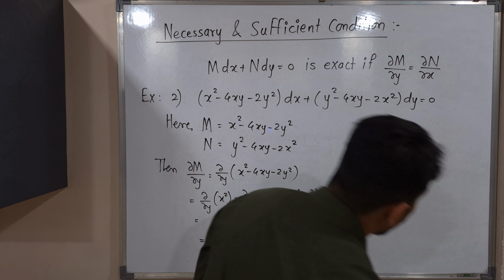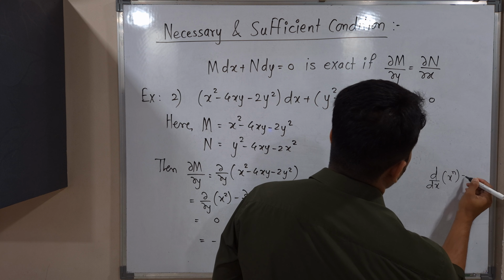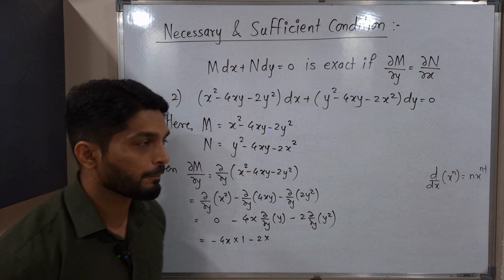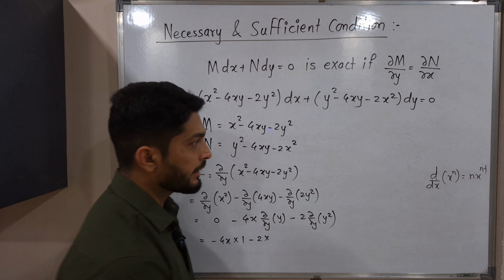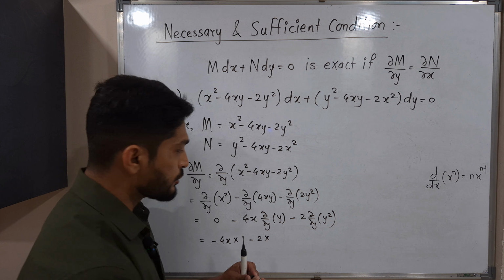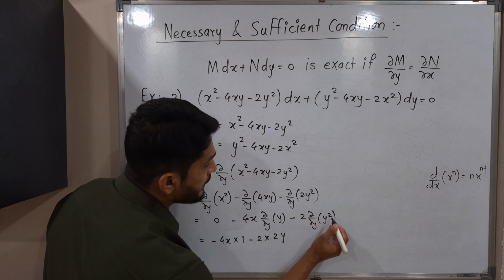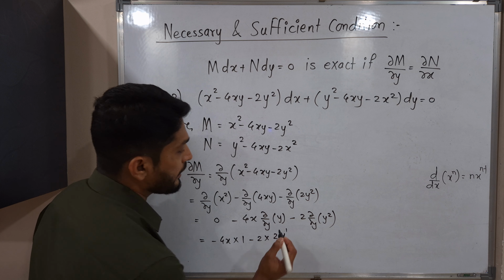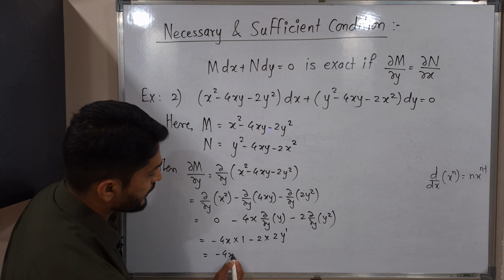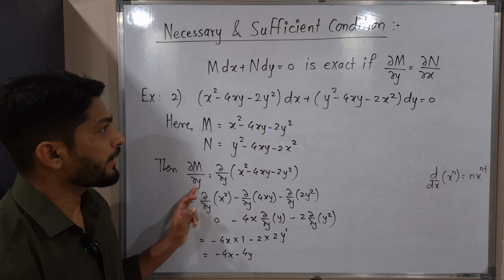Let me tell you the formula. With the help of this formula, you can find the derivative of any higher power of x or y. What is the derivative of x raised to n? n x raised to n minus 1. This is a formula we have. Whatever the power, we write it there and we reduce the power by 1. So what's the power here? 2. So I should write this 2 before y, and we reduce the power by 1. So 2 minus 1, 1. That's why we get the derivative 2y. So minus 4x into 1, minus 4x, minus 2 into 2y, 4y. So this is the required value of del M by del y.